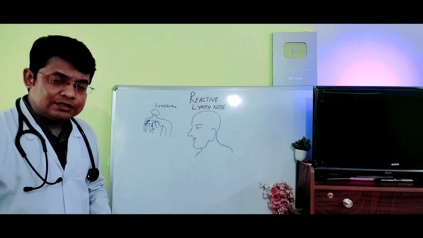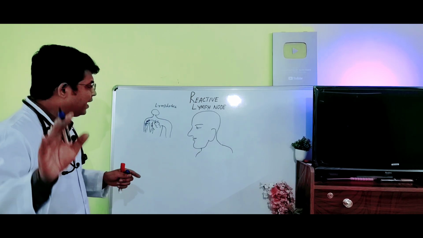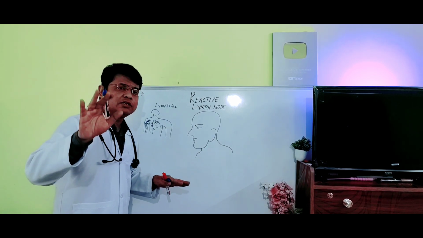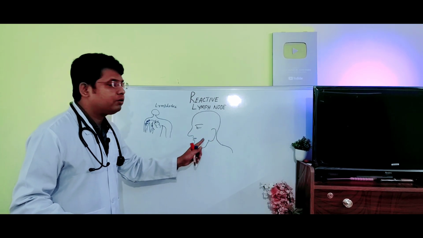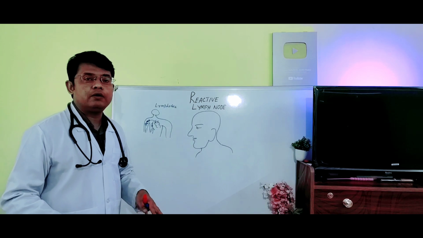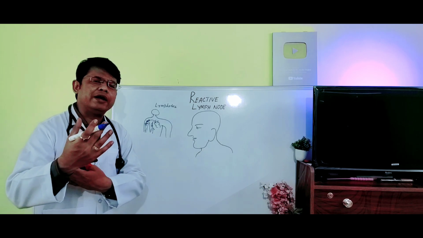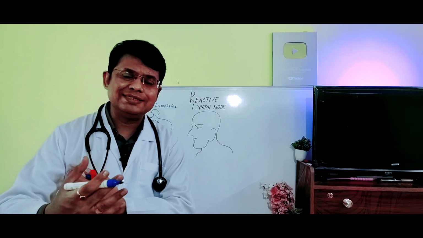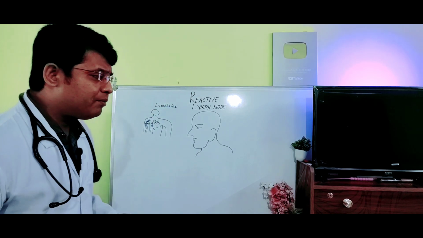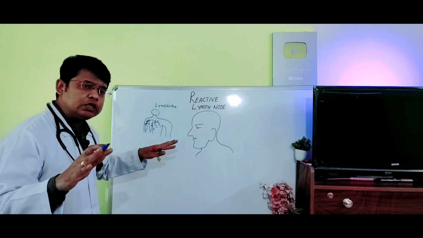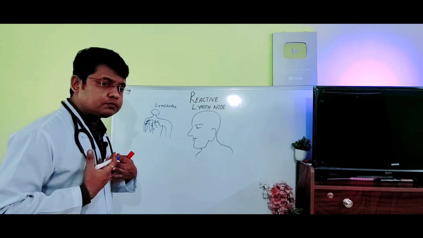These lymph nodes are distributed all over our body. There are some regions where we usually find enlarged lymph nodes, and one of the commonest regions is the cervical region or neck. Sometimes we find those lymph nodes within the axilla, in the groin or inguinal region, and sometimes lymph node enlargement can occur within our body cavities like the abdomen or thorax.